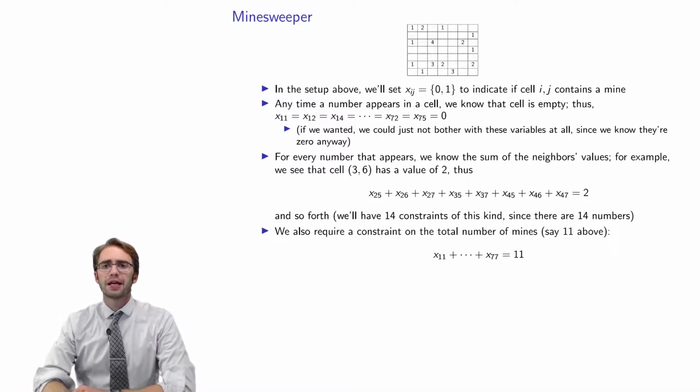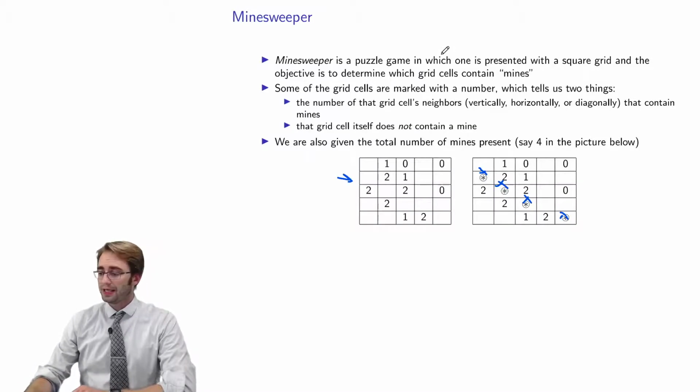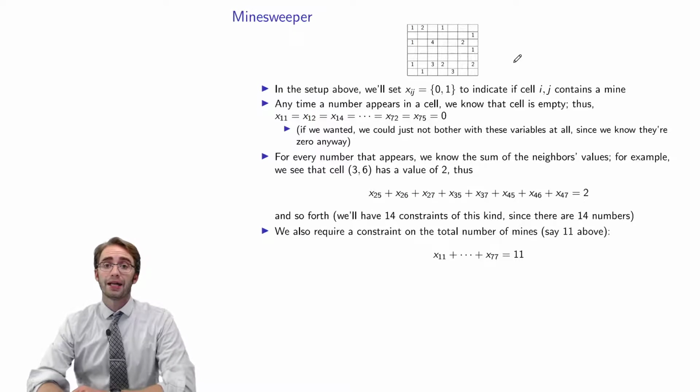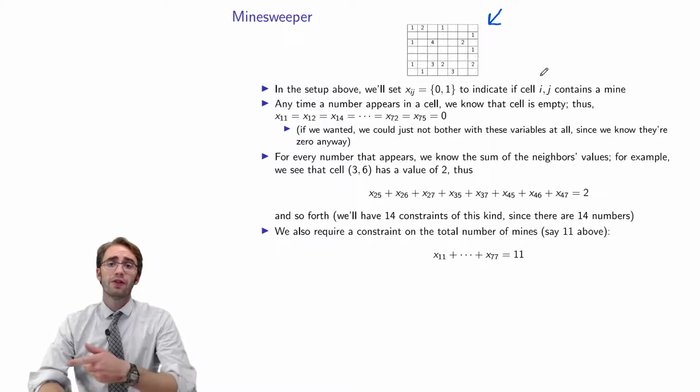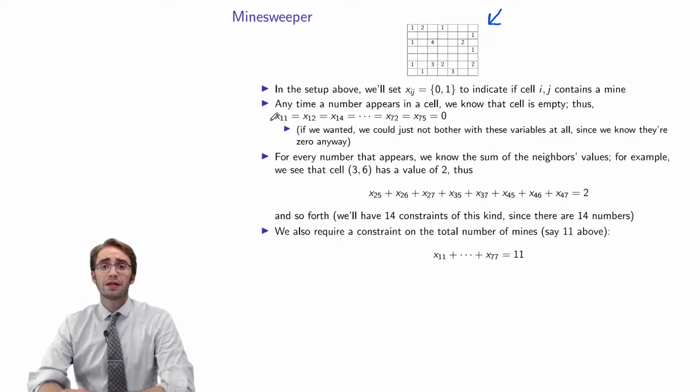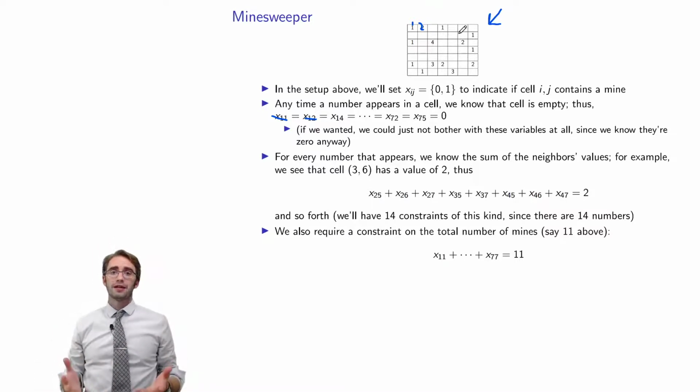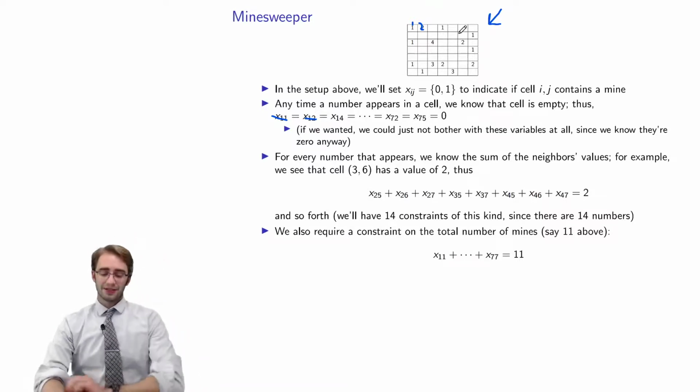So what we'll do is we'll say, okay, xij is going to be a binary variable, again, 0 or 1, to indicate if a cell has a mine in it or not. And so anytime a number appears in a cell, now I'm going to use this example here at the top, which is a little bigger and a little more interesting. Anytime you have a number that appears in a cell, you know that that cell is empty. So here we'd know, for example, x11 is 0 because there's a 1 up there. x12 is 0 because there's a 2 up there, and so on and so forth, right? Any cell that has a number in it, we know that square does not have a mine in it.